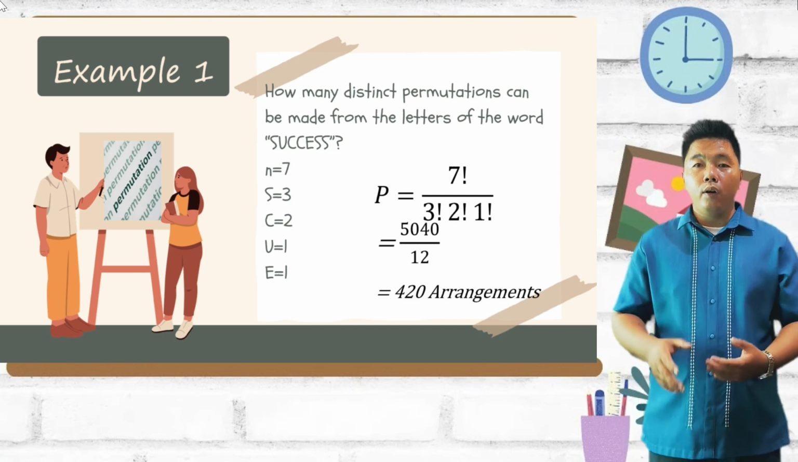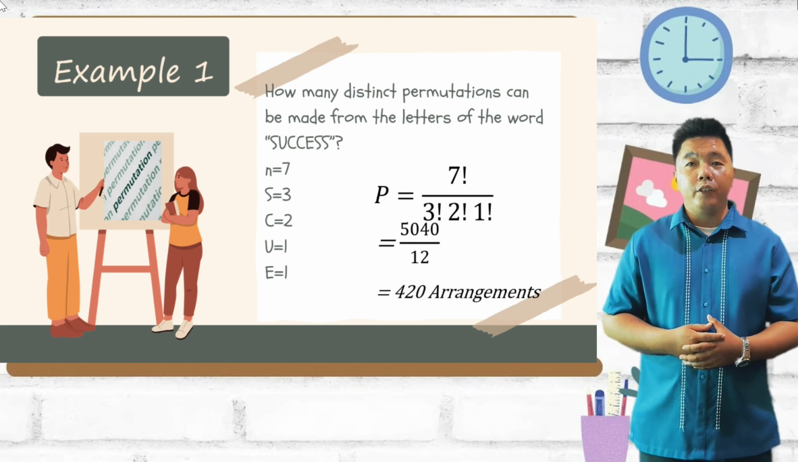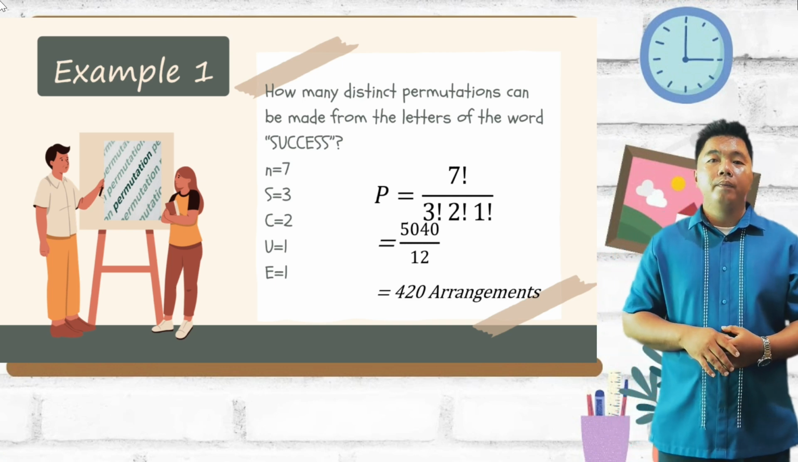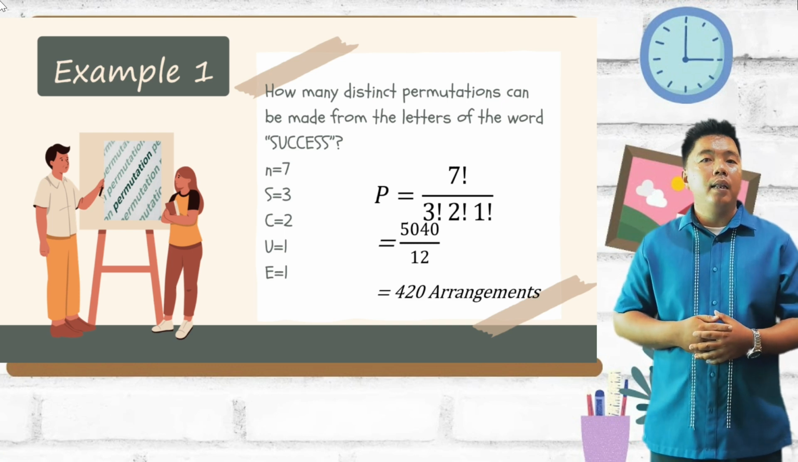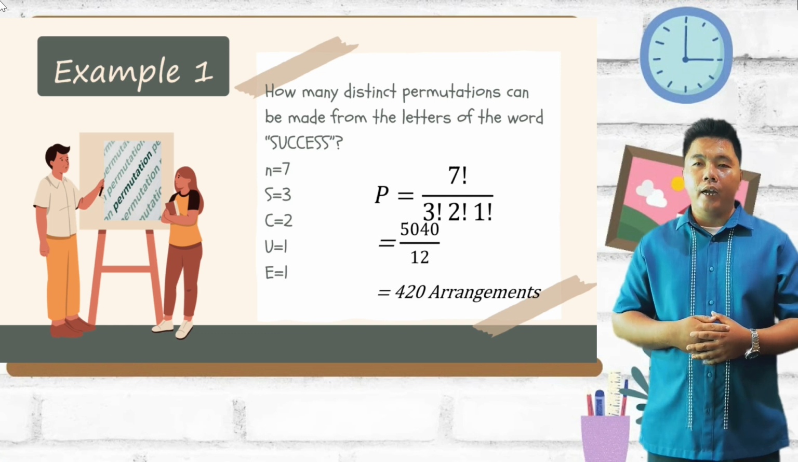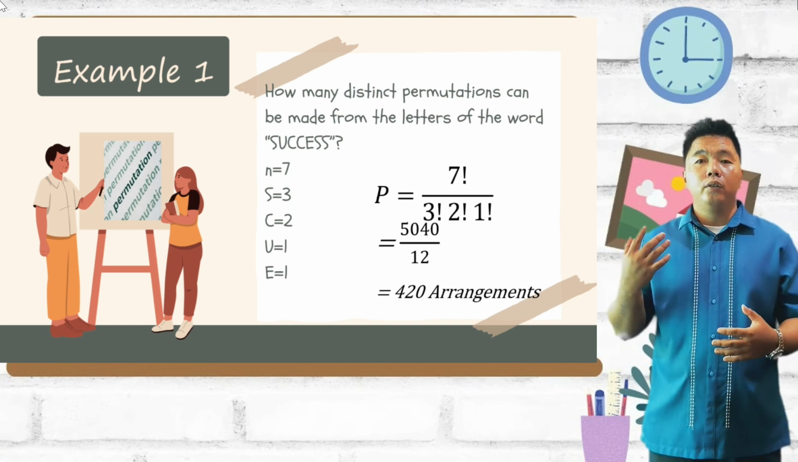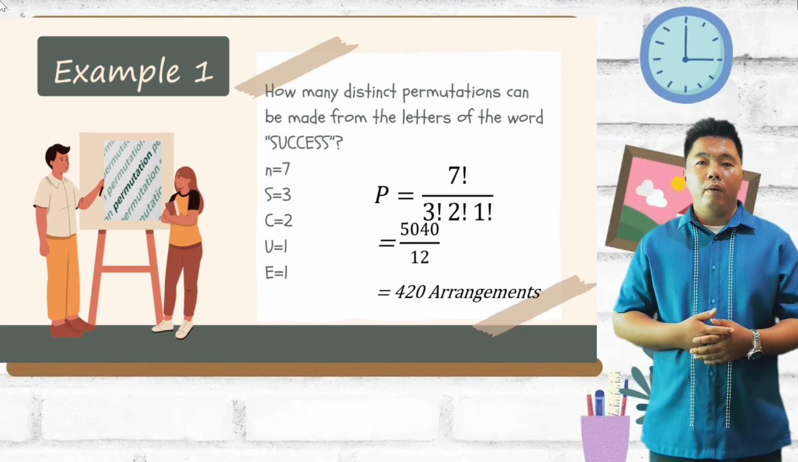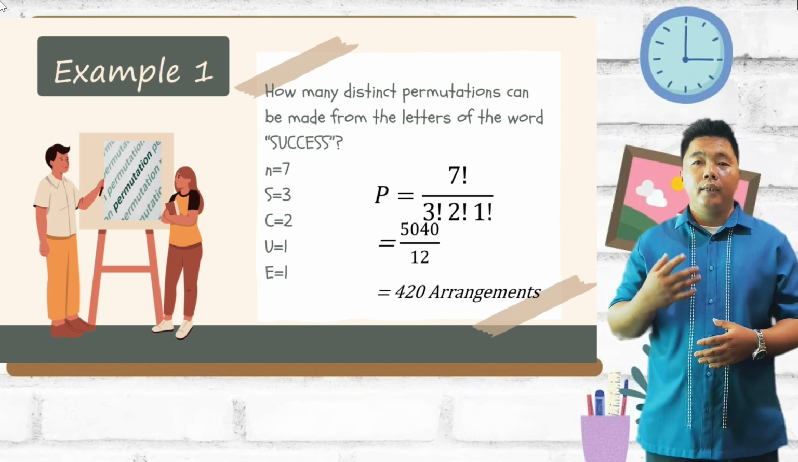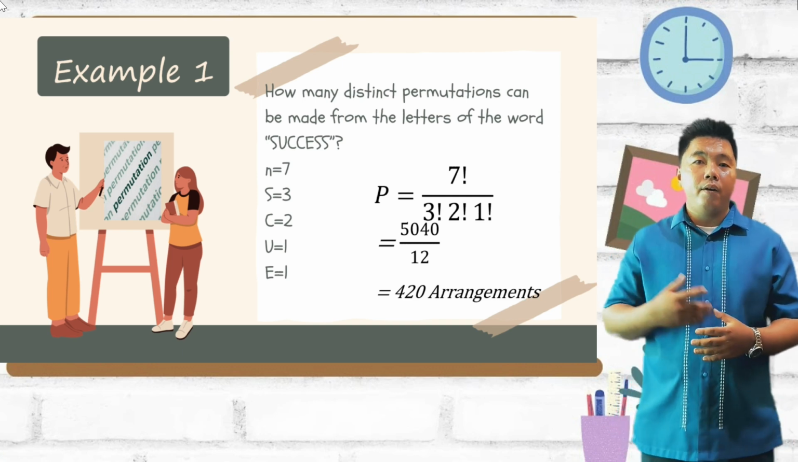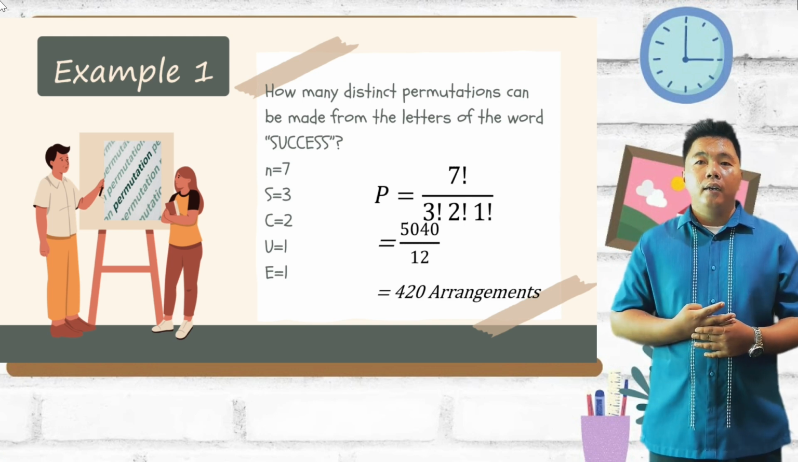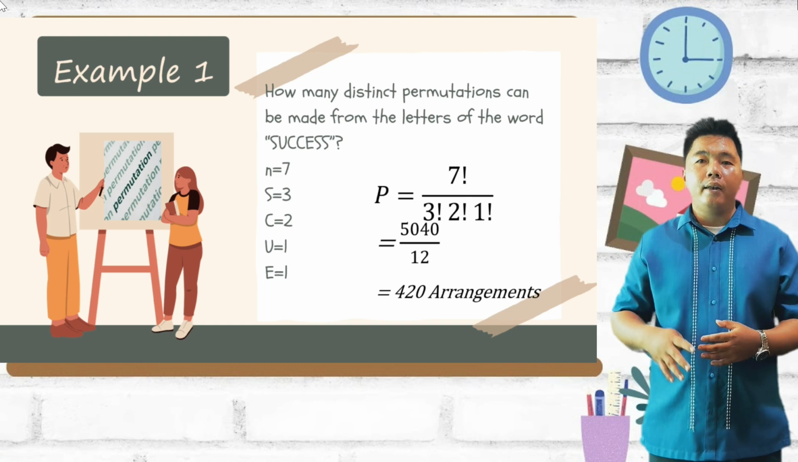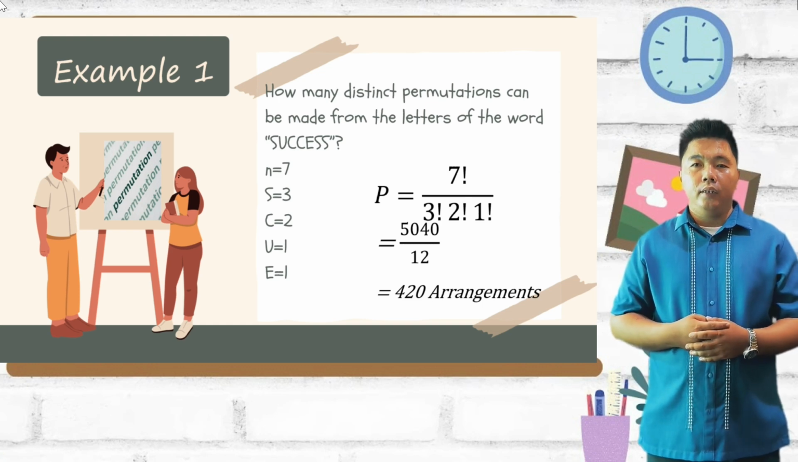From that given, we can now solve for its distinguishable permutation. So we have P is equal to, from the formula, n factorial divided by p factorial times r factorial times q factorial. So we are going to put those given into our formula. So n is equal to 7, so that will be 7 factorial divided by, since we have 4 kinds of letters, from the formula we can add another letter.